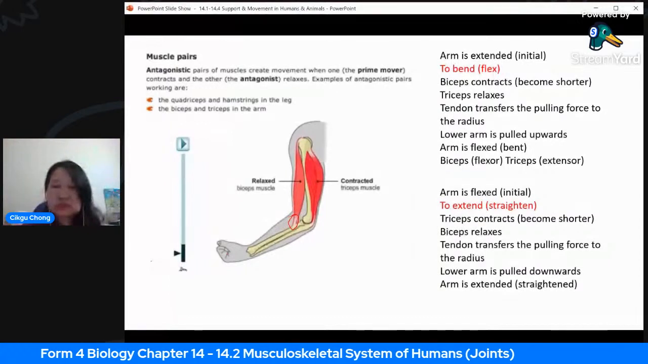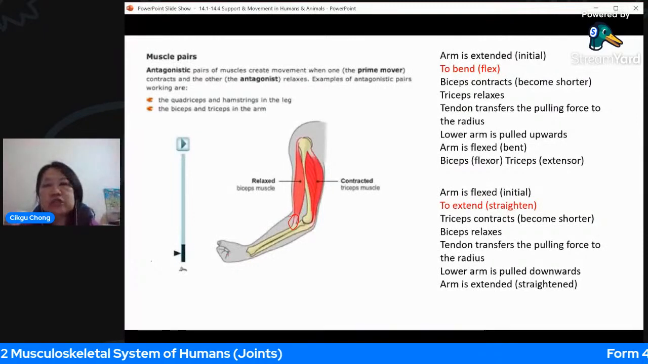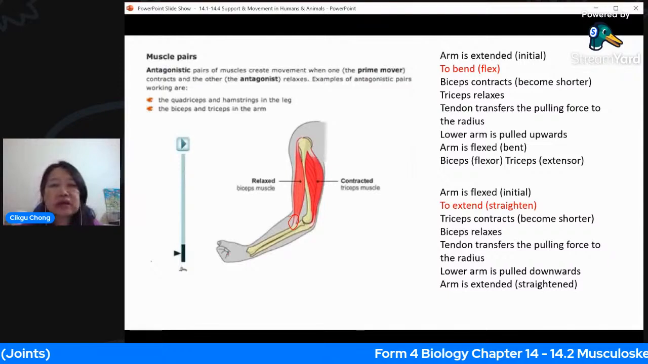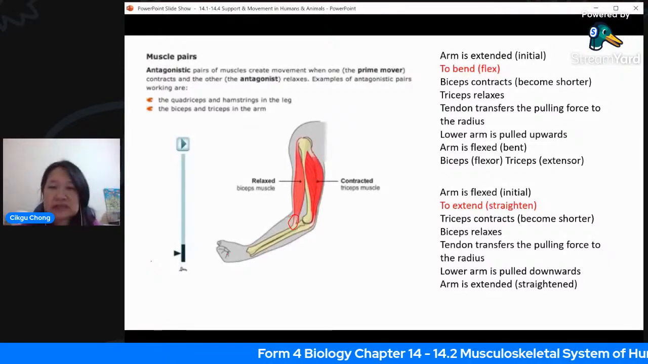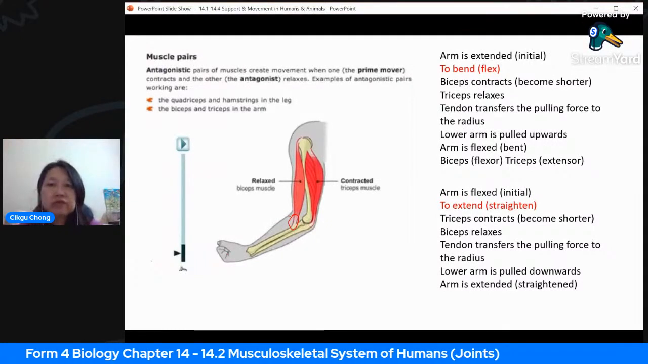This one can easily fetch a few marks for your explanation, like an essay, 3 or 4 marks to talk about bending. Then maybe another 3 or 4 marks to talk about extending. Now don't forget, you're going to miss 1 mark, a very important mark, if you forget the word antagonistic.